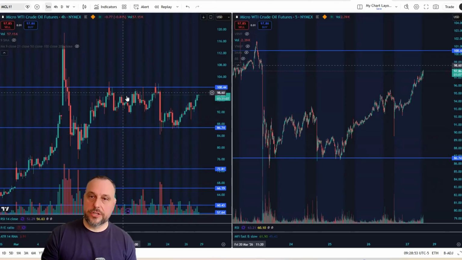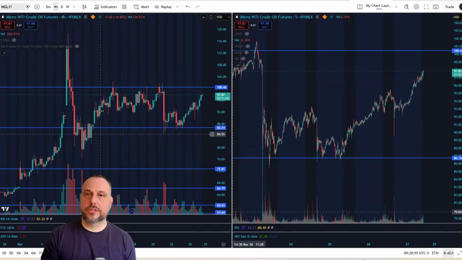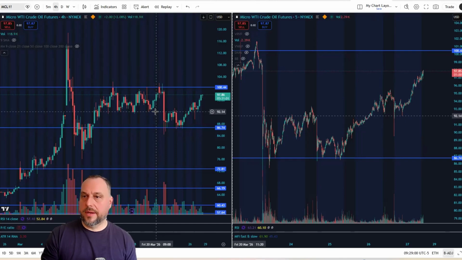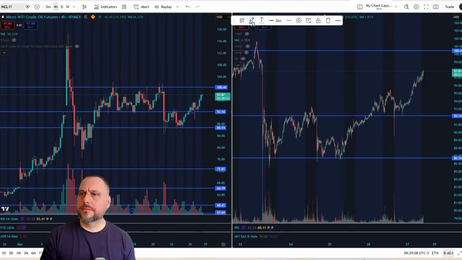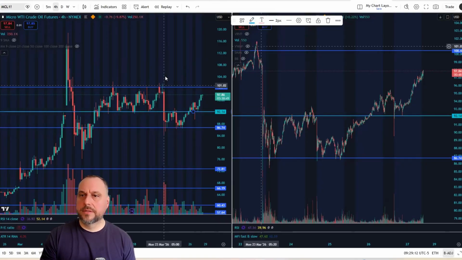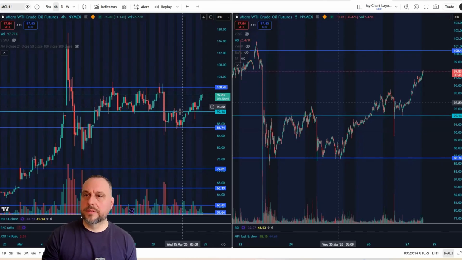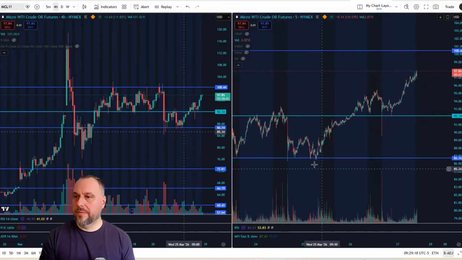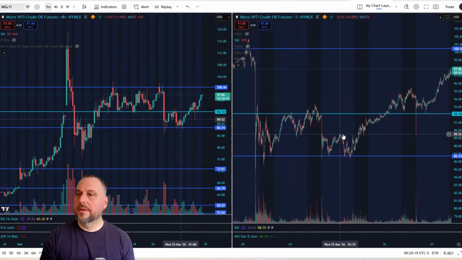There was some structure. There definitely was some structure here on the 4 hour chart. You can see there's a bit of a smaller time frame support and resistance line. I'm going to go ahead and put that in. And I'm just making it a different color so that we know it's on the 4 hour chart. And on the 5 minute chart, you can see it did bounce off.